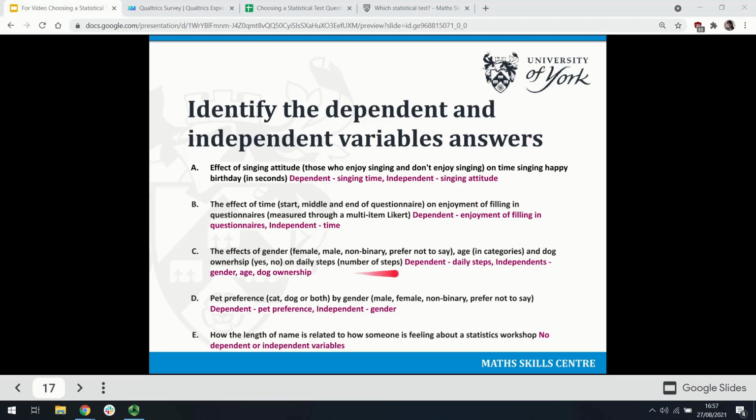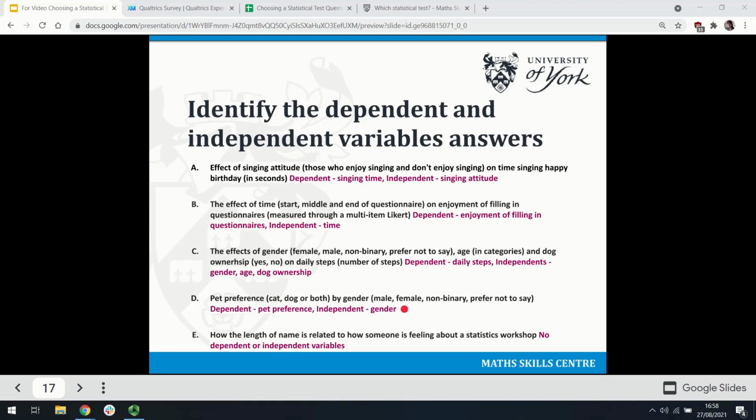C, we've got the dependent is how many steps someone takes each day. And we're hypothesizing that that's affected by 3 variables. So this is where we've got multiple variables. That's quite a common situation. So our independents are age, dog ownership, and daily steps. So there's 3 independents there.